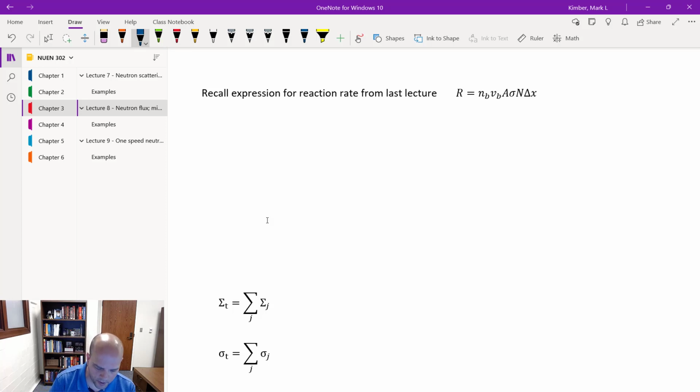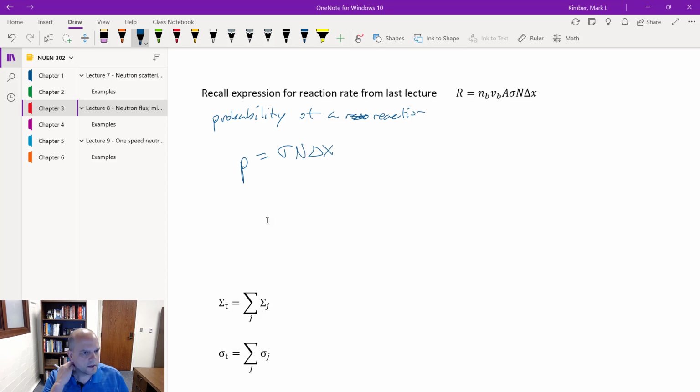And as a reminder, the probability of a reaction is going to be equal to sigma times N times delta X.